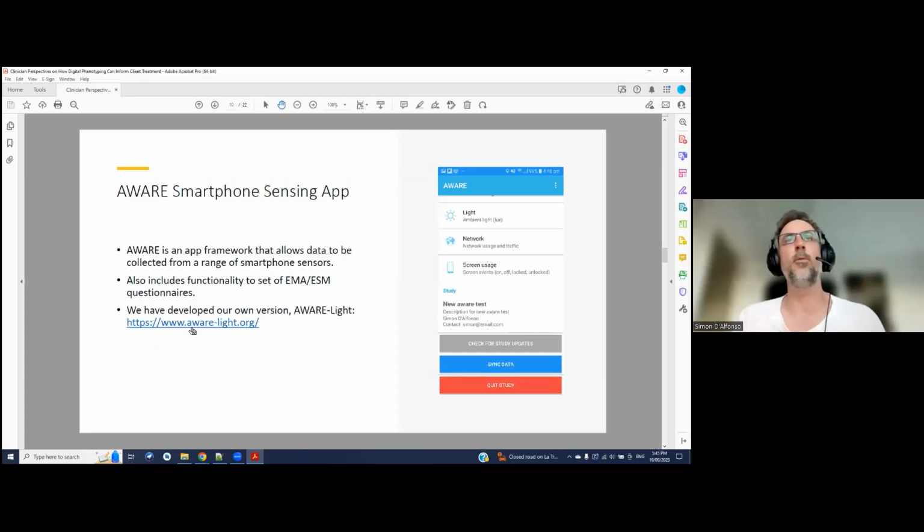This is our version of the app called Aware Light. For those who are interested, it's open source, free to use, so you might like to check it out. I'll just paste the links as I go into the chat window, and there's just a screenshot of it. What's this one showing? This was a test study with a few sensors turned on. You can actually get the ambient light of the phone, networks it's connected to, and screen usage in this case. You know, if somebody unlocks their screen or when the screen closes and things like that.